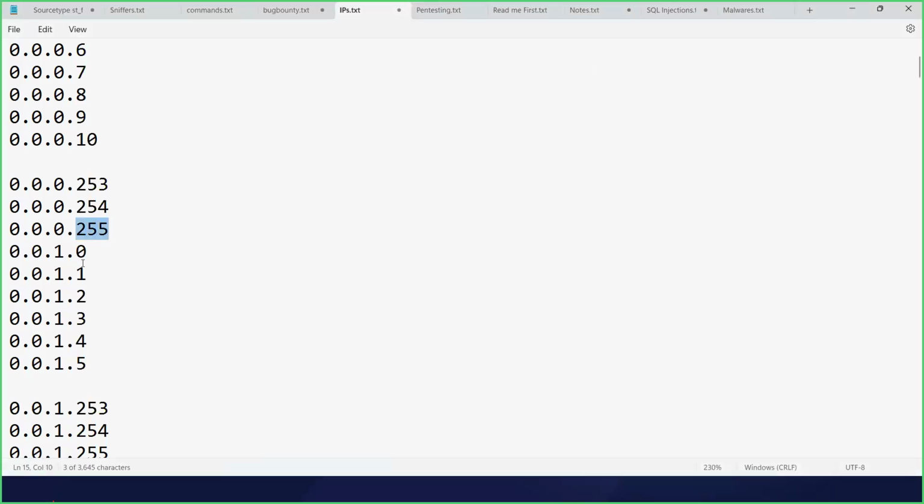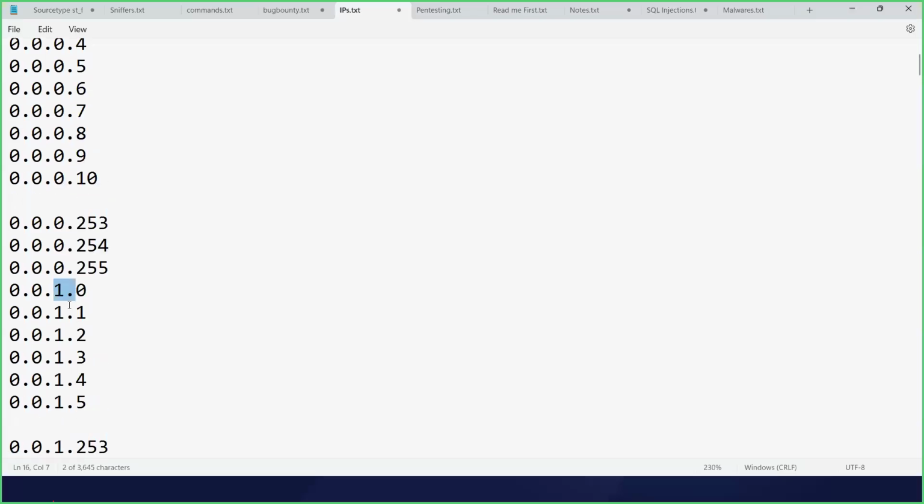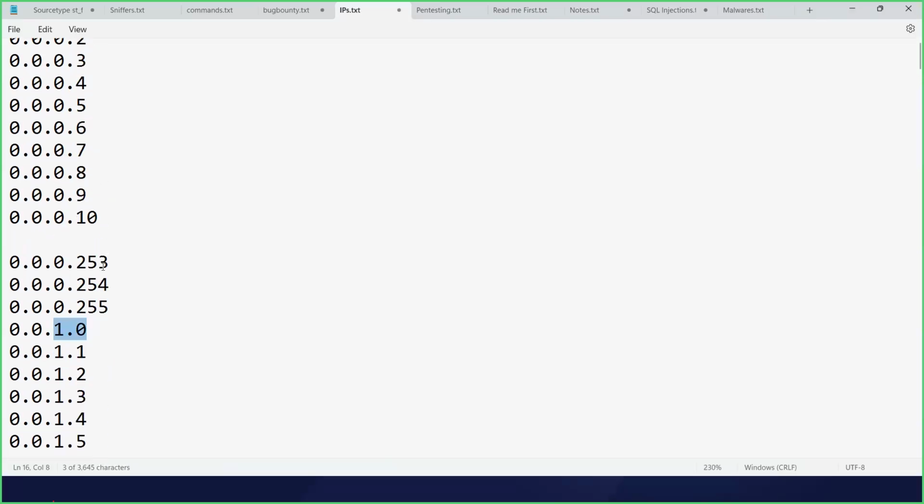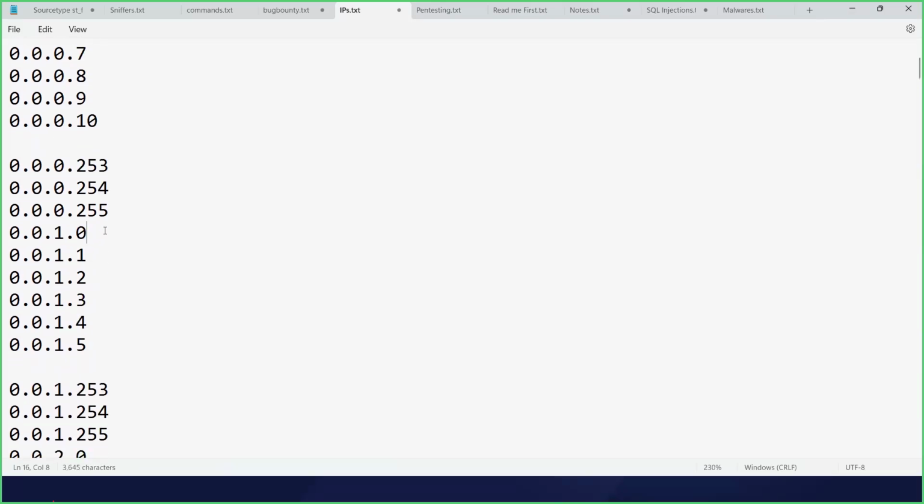So the rightmost octet now resets back to 0. So this 255 cycles back to 0. And now the left octet, the one right next to it, increases by 1. Okay. So after 0.0.0.255, you have 0.0.1.0. Now, after 0.0.1.0, don't directly jump to 0.0.2.0. That would be wrong again. Remember rule number one, always increase the rightmost octet.